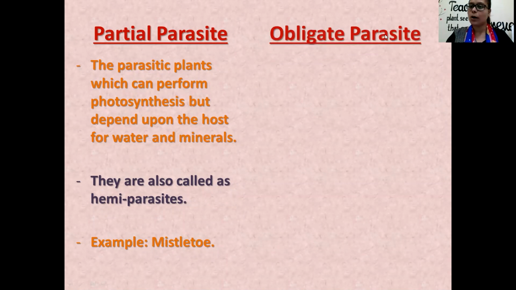Now we'll talk about obligate parasites. This term seems to be very unfamiliar to you. So let's see what obligate parasites are.